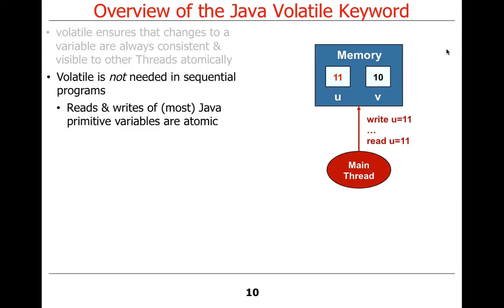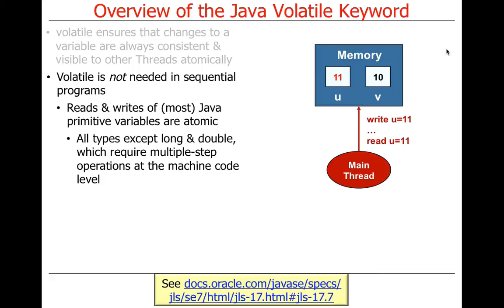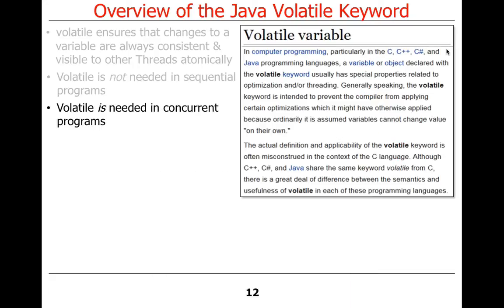Reads and writes of most Java primitive variables are atomic. The only exceptions are long and double, which are 64-bit instead of 32-bit, and they therefore will straddle machine boundaries in the Java virtual machine, which assumes 32-bit instructions. And you can take a look here for more information about that.